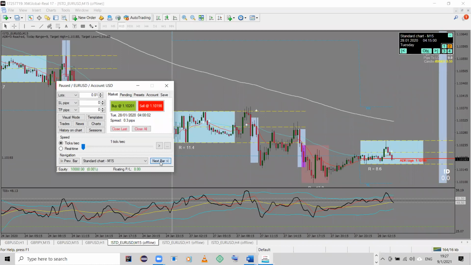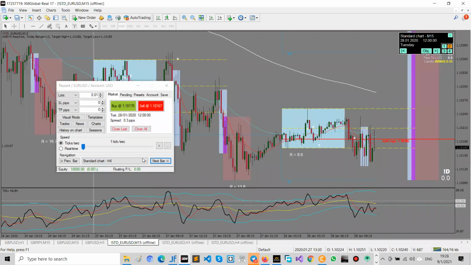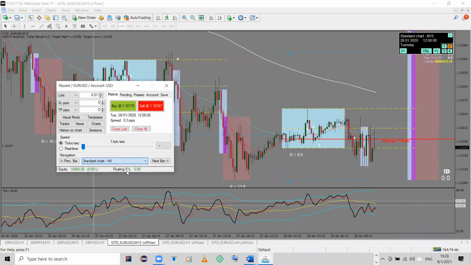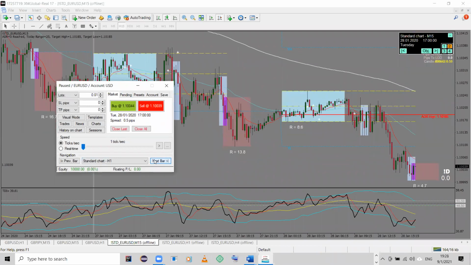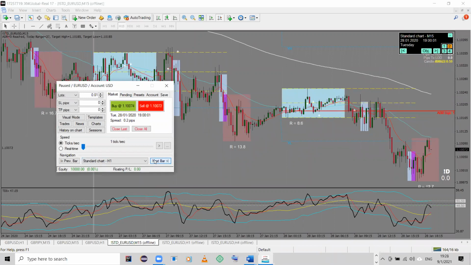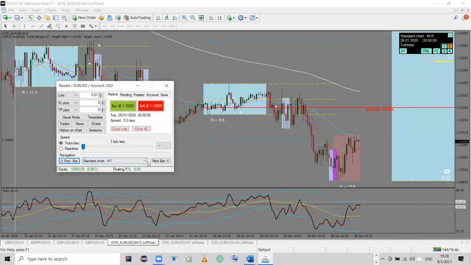My bias is still bullish. Okay, let me increase some time here. My bias is still bullish. This is just during my London, during the time that I'll be expecting a trade. My bias is still, wow, it just kept on falling. No, it left me behind.